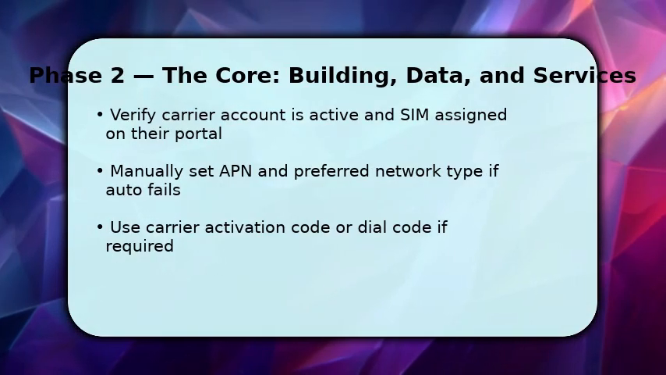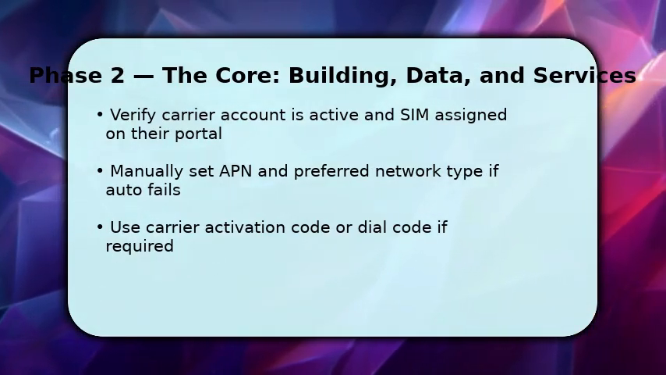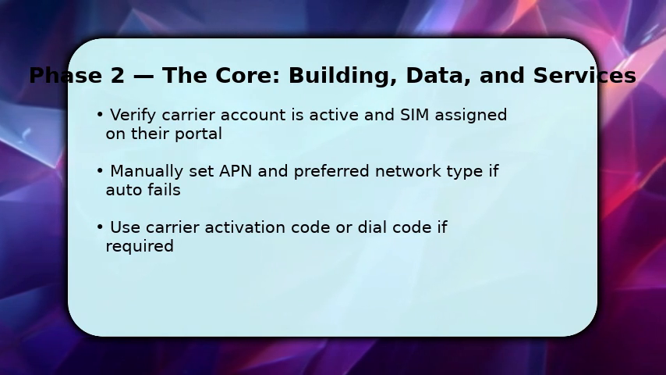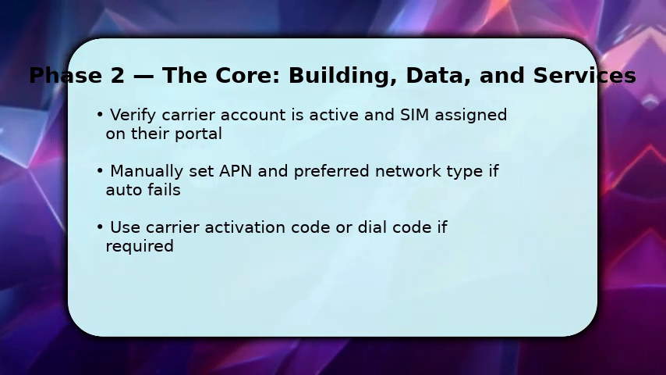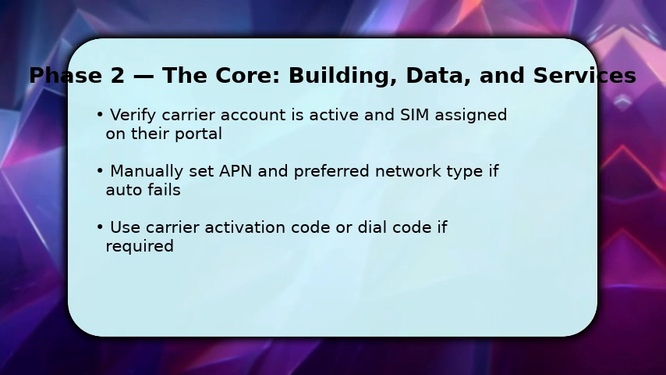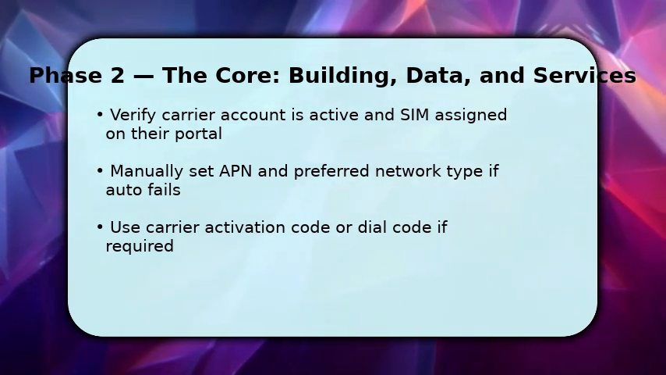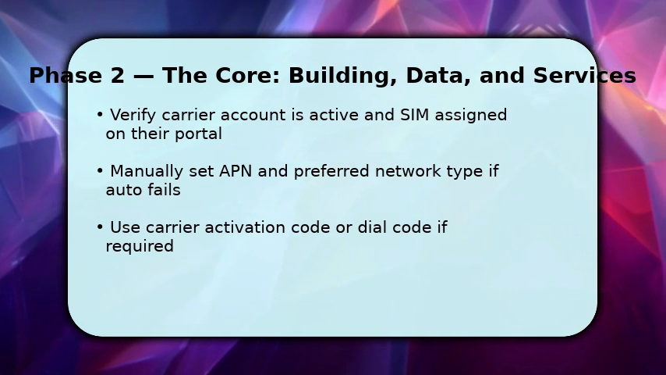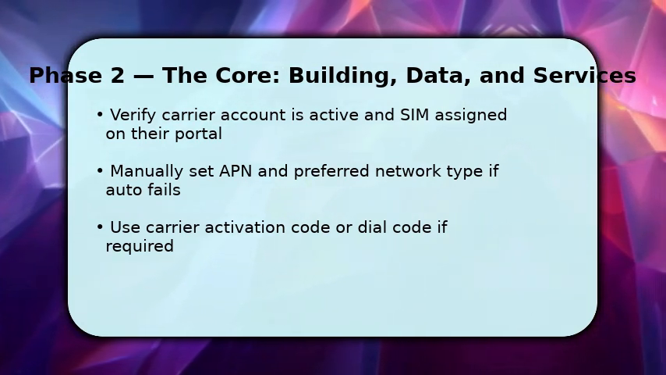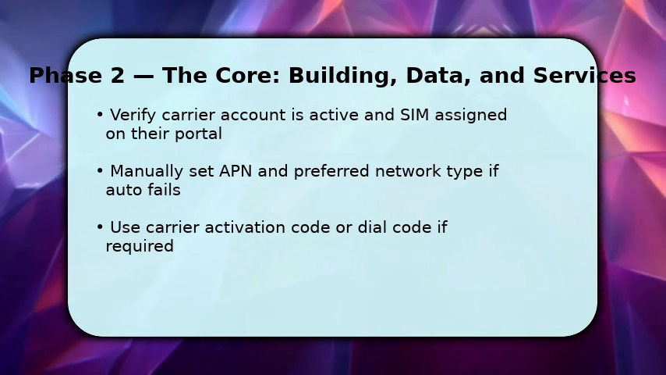You now confirm the carrier side, log into the carrier portal and verify the SIM ICSID is assigned to your account and marked active. If activation is pending, trigger it with the carrier activation code or an automated dial code. Once activated, set APN and preferred network type manually in settings. This fixes many provisioning stalls.